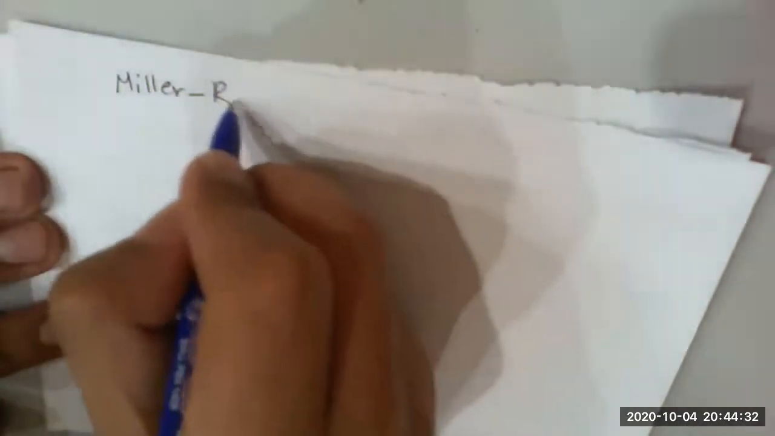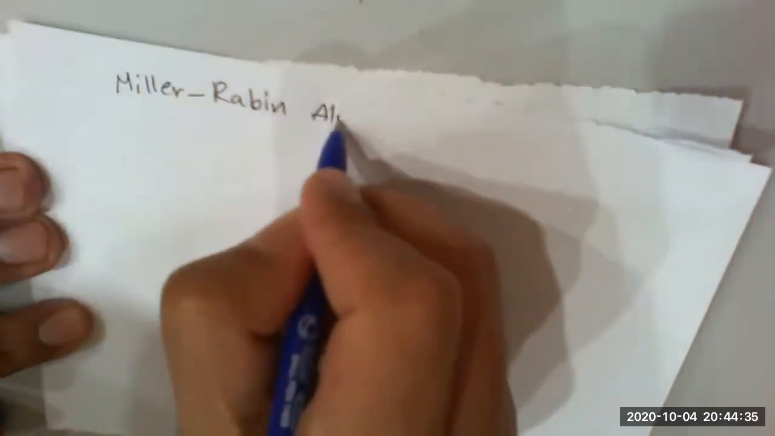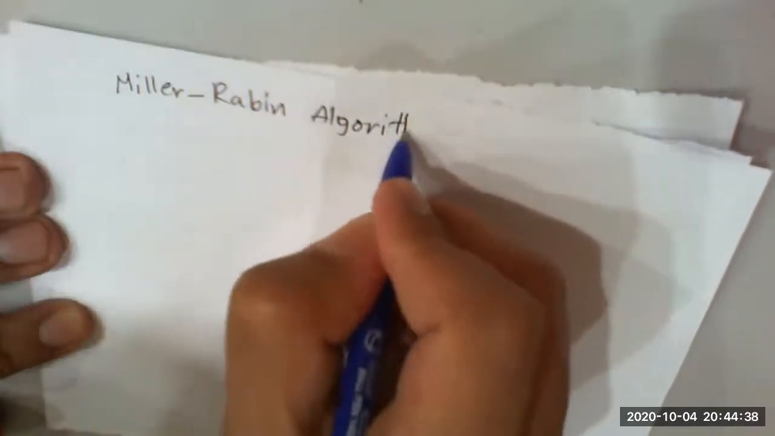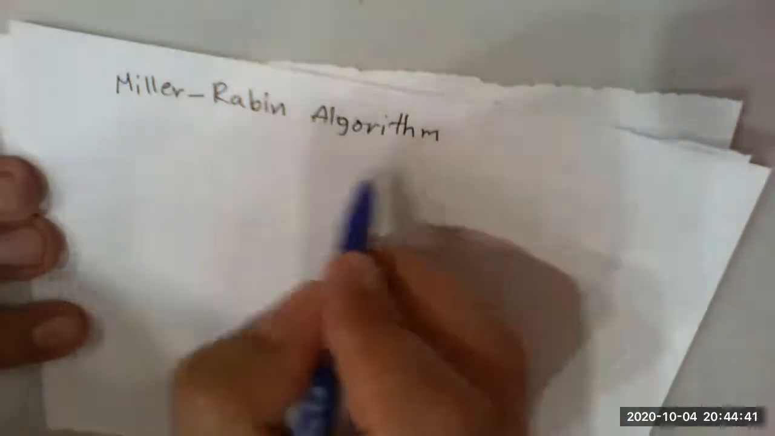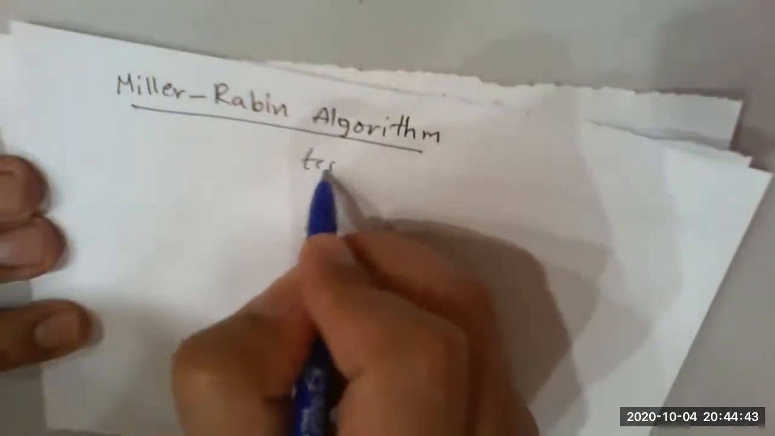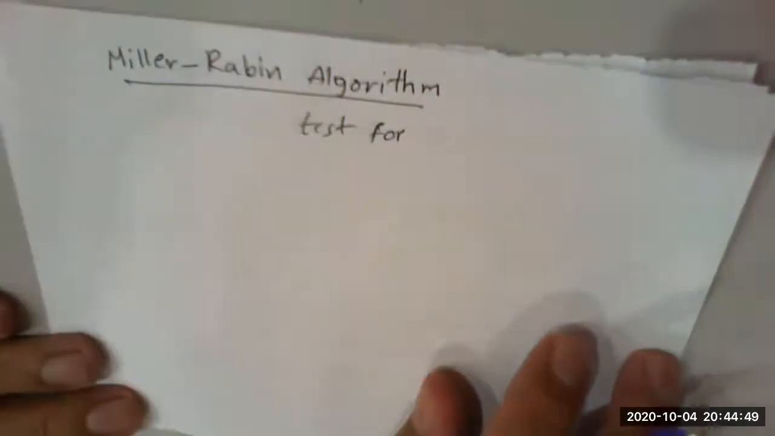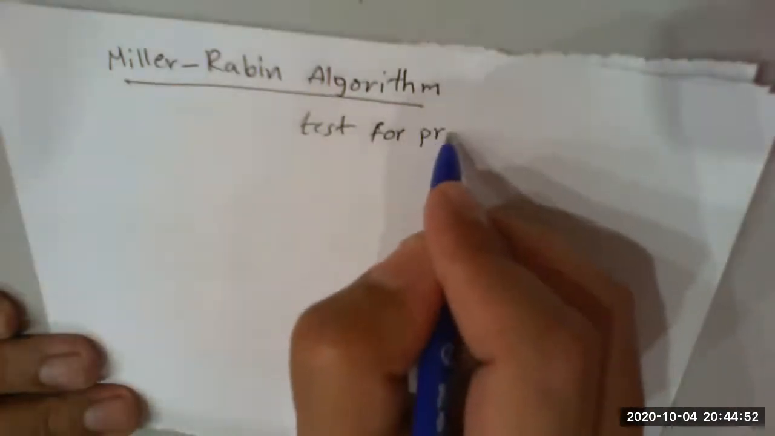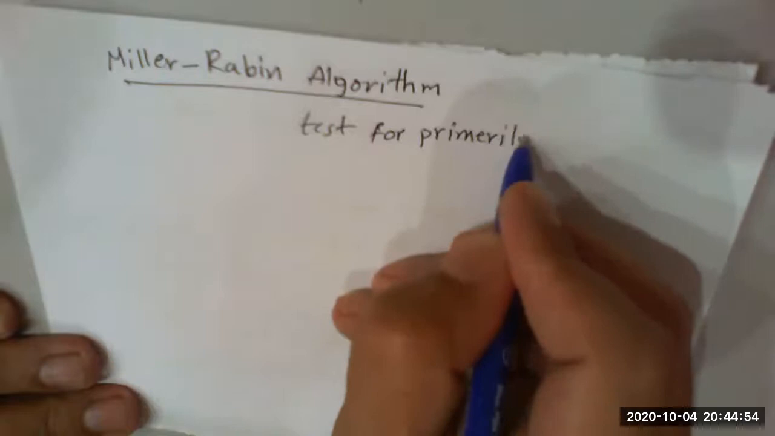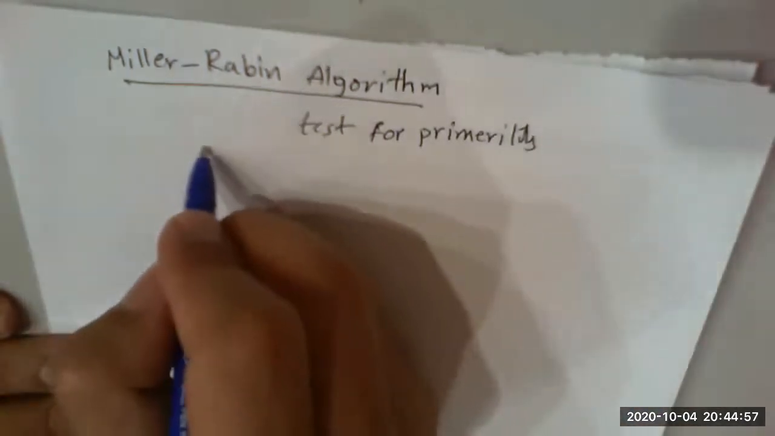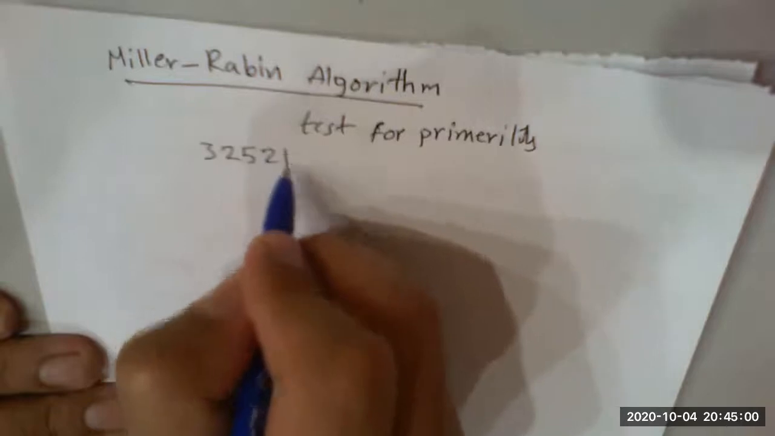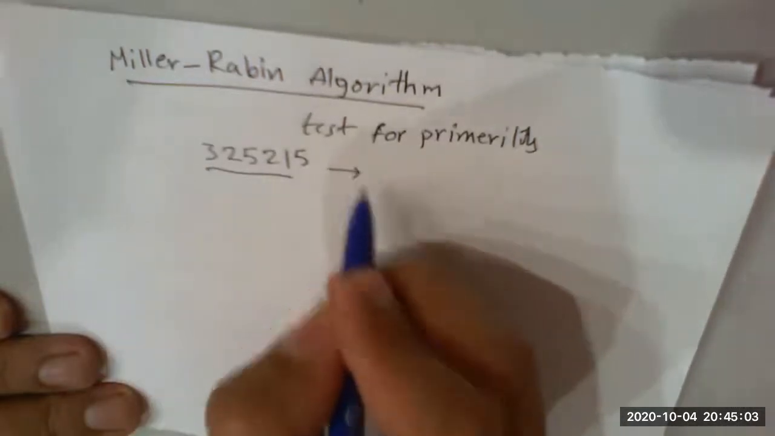Now we move to a very important algorithm, which is the Miller-Rabin algorithm. Miller-Rabin algorithm is just to test for primality. It takes a very big number, for example, 325215, and checks if it is prime or not.